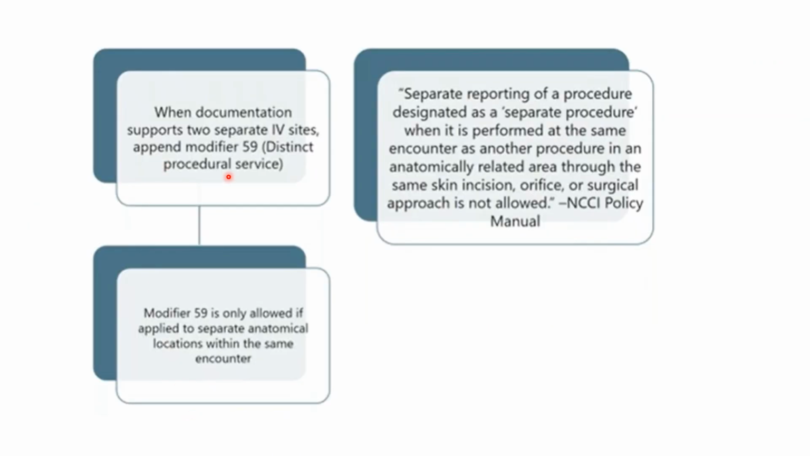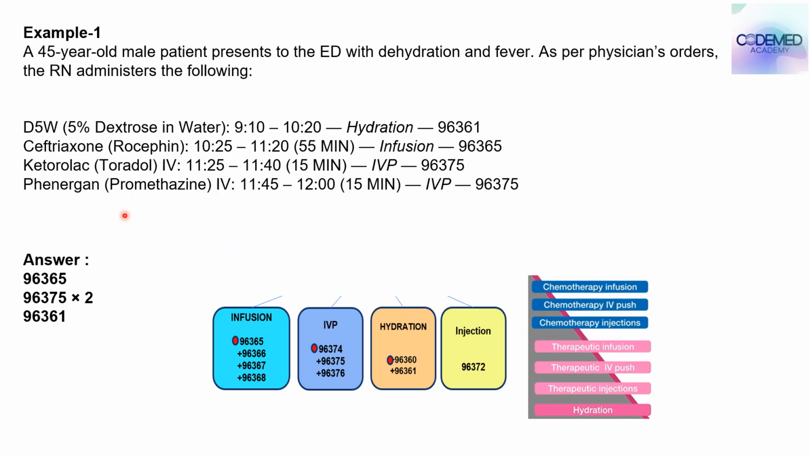Now, use of the modifier 59. When documentation supports two separate IV sites, append a modifier 59. This is very important. Modifier 59 is only allowed if applied to a separate anatomical location within the same encounter. And we always use the modifier 59 on the code which is lesser in the hierarchy, or which is lower in the hierarchy. So let us take one example.